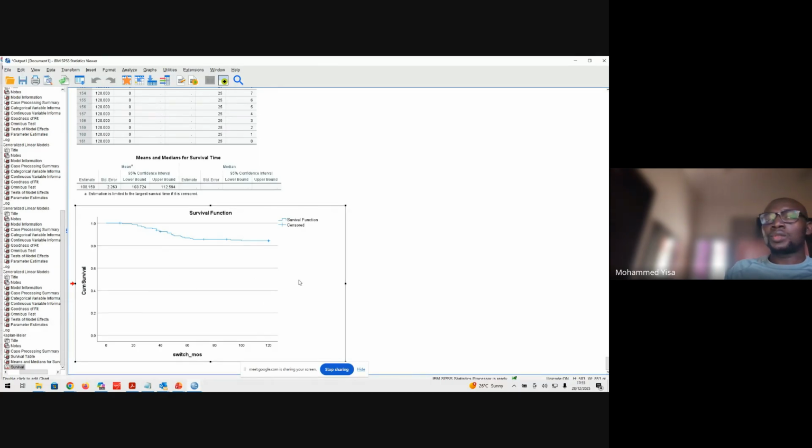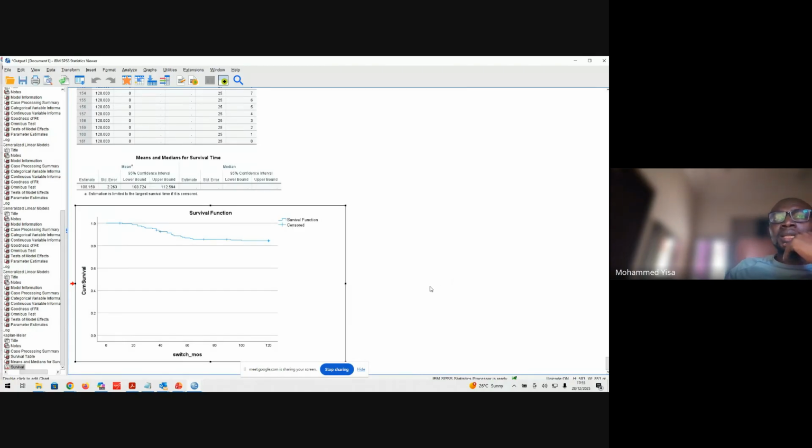Now, this curve does not separate the survival probability into male and female. It just tells you that of the overall group. We're going to go back and do that again for male versus female.